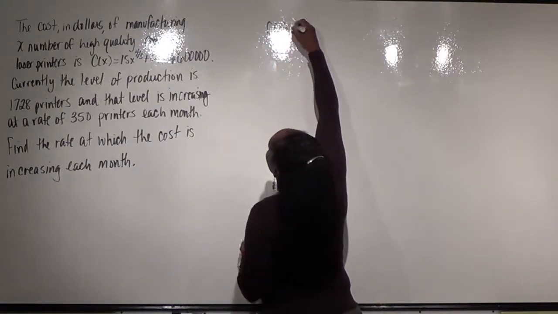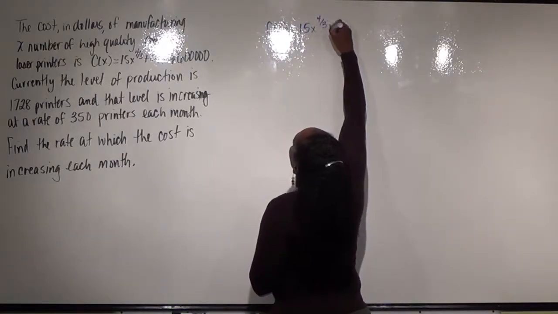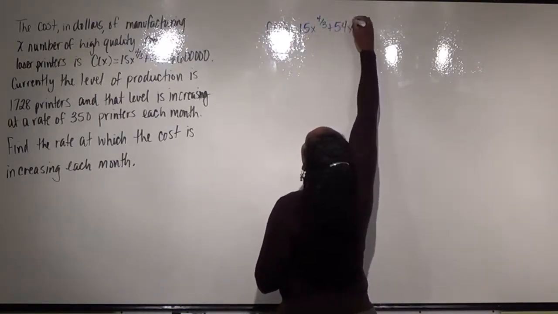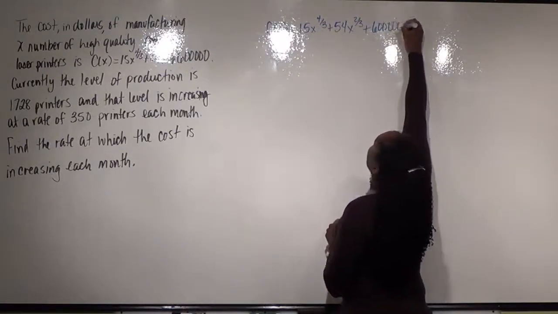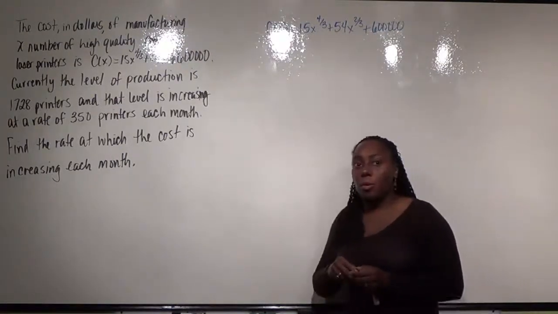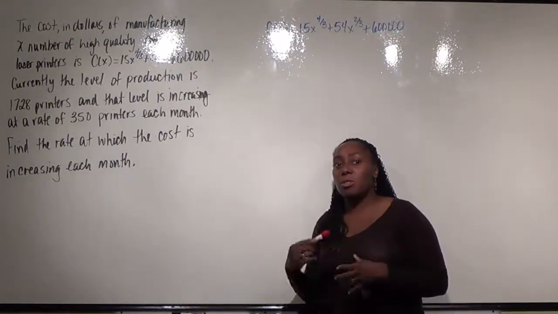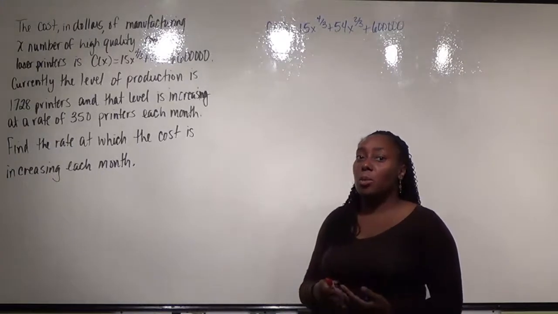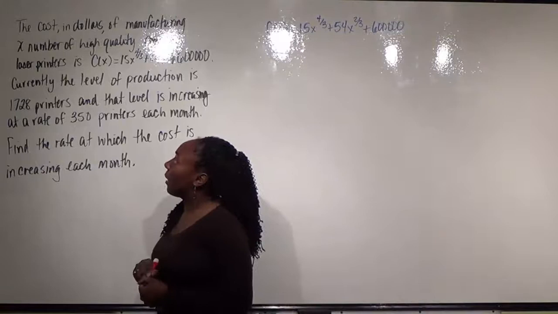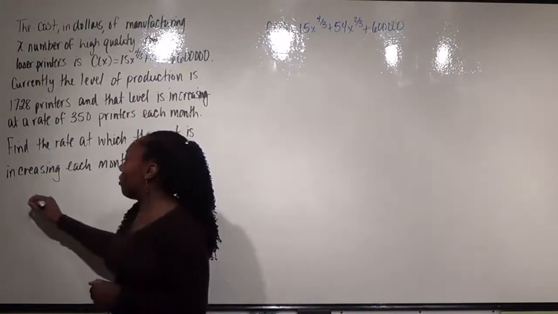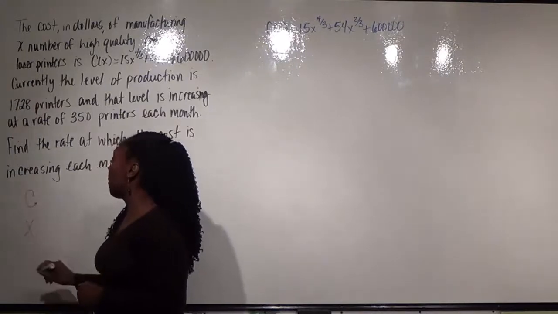C(x) equaling 15x^(4/3) + 54x^(2/3) + 600,000. This is the equation that we're going to relate. Now again, before we take derivatives and start plugging things in, we need to know what our known and unknown variables are. So over here, I'm going to go back and write those. We have two variables, we have C and we have x.